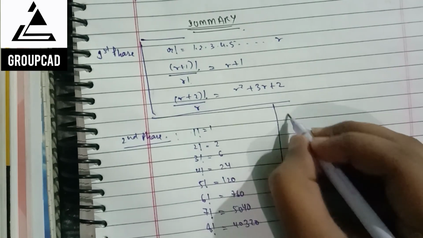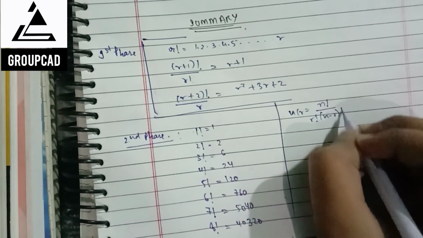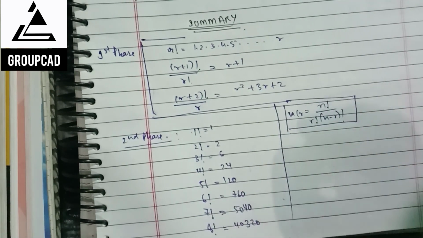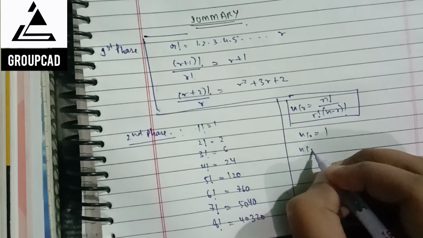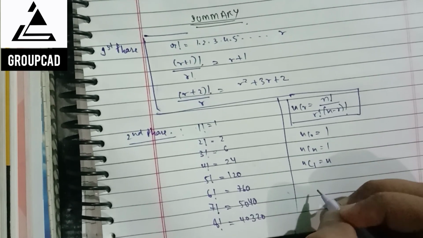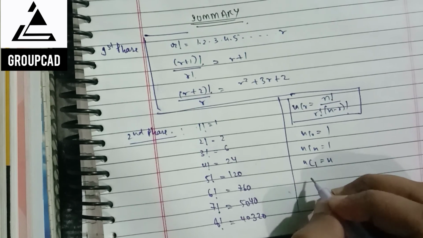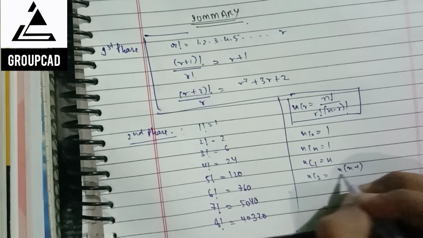Okay, now there is a formula of nCr, n factorial upon r factorial into (n minus r) factorial. nC0 is equal to 1, nCn is equal to 1, nC1 is equal to n, and nC2 is equal to n into (n minus 1) by 2.